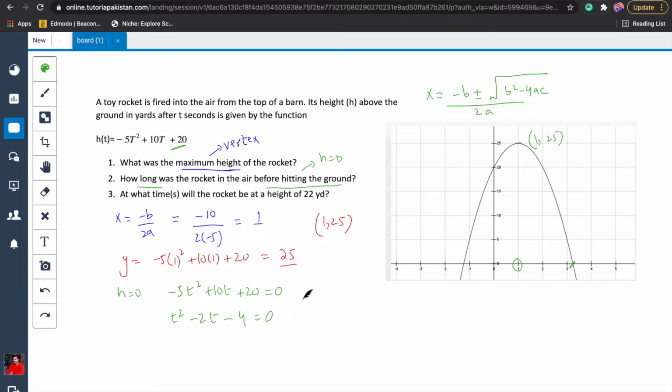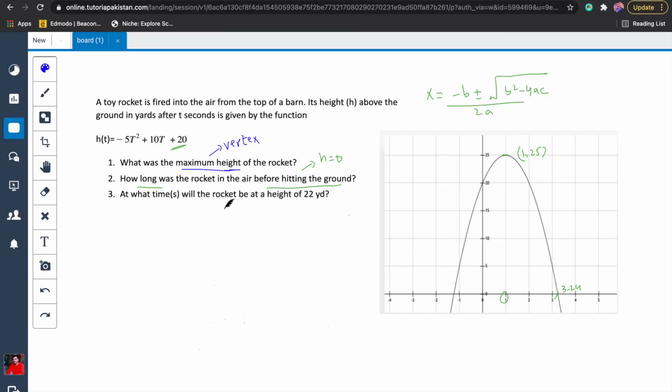Please put in the values and the answer that you will get is t equals 1 plus square root of 5 and t equals 1 minus square root of 5. This is not acceptable because it is negative. Mathematically it's fine, but you see time can't be negative. So our answer is t equals 1 plus square root of 5, which is basically 3.24 seconds. So this is the answer.